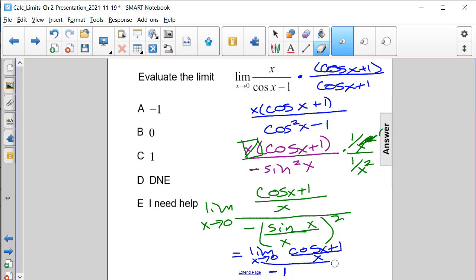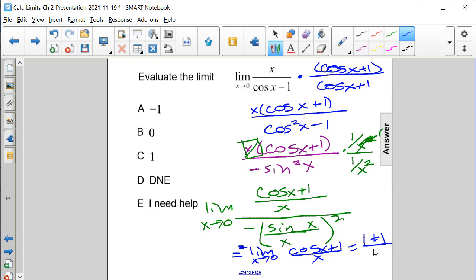So we can rewrite this with just a negative coefficient out in front. So I'm going to do that. And now let's substitute 0 in and see what happens. Cosine of 0 is, I'm sorry, cosine of 0 is 1. Plus 1 over 0, and we have the negative out in front of this. So that's going to be negative 2 over 0. And negative 2 divided by 0 does not exist, or answer choice D.